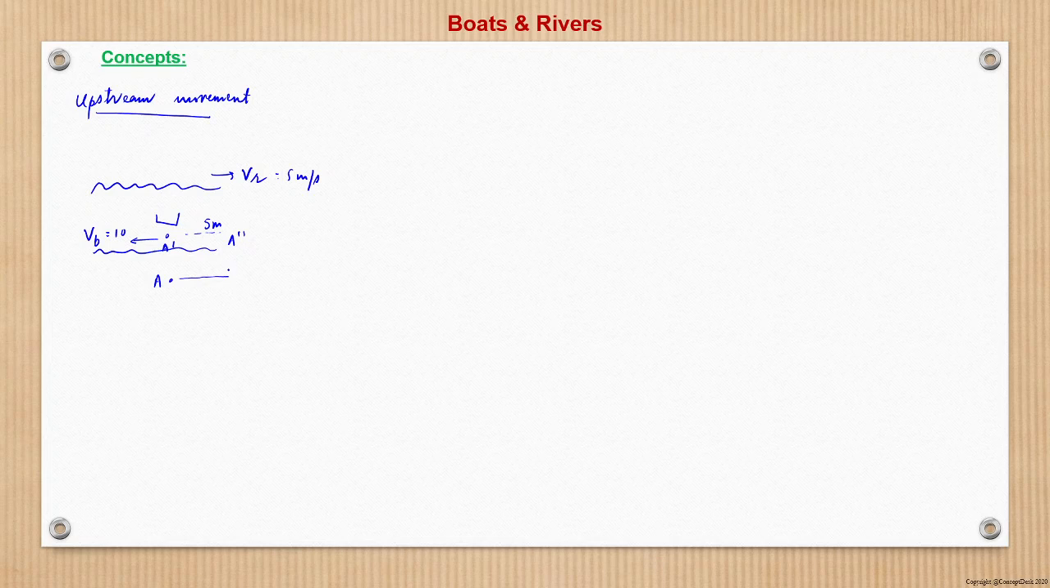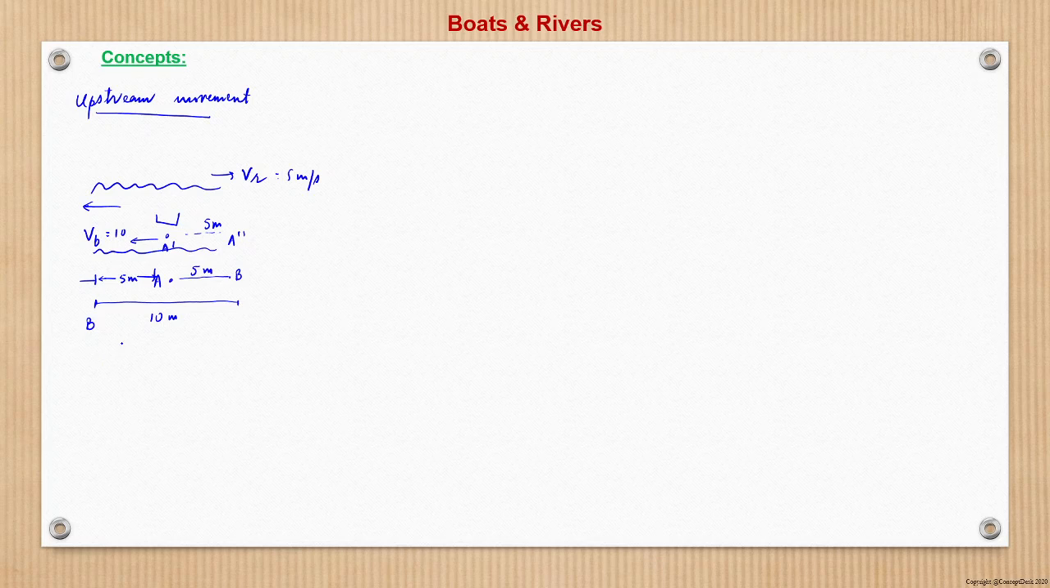So this point A on the ground would have come to this point B. Okay, I mean independently this point would have come here. However, the boat has moved at 10 meter per second with respect to this point A dash. That is, from A double dash it would have moved 10 meter in the left direction. So from here 10 meter, right? So this is point B. So the effective distance between A and B is nothing but 5 meters, 10 minus 5 meter.